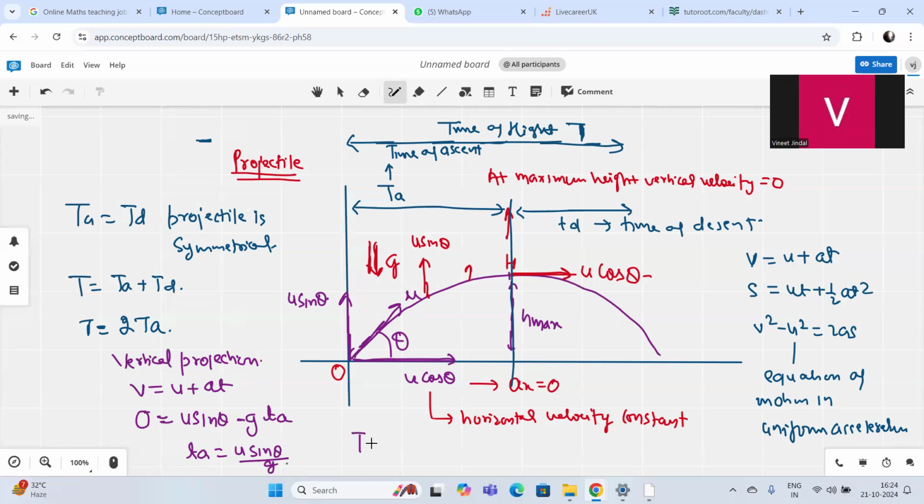And time of flight is double the time of ascent, so it will be twice u sin theta divided by g. So this is how the time of flight is derived in projectile motion.